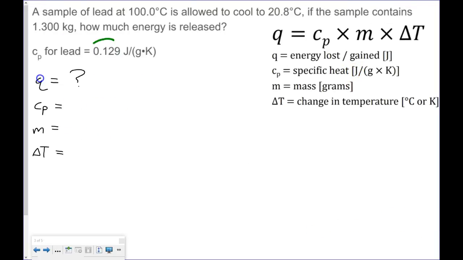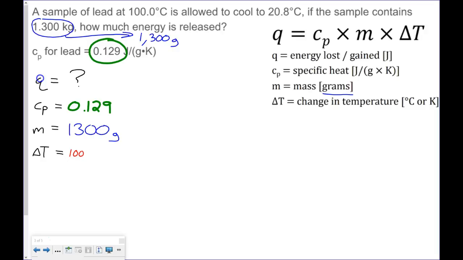All right, now I have a sample of lead. So I'm going to do the same thing right here. I'm looking for how much energy, so that's my unknown. The constant for specific heat for lead is 0.129. My mass is 1.3 kilograms. So that's going to work out to be in grams, 1,300 grams. I put that in there for the mass.